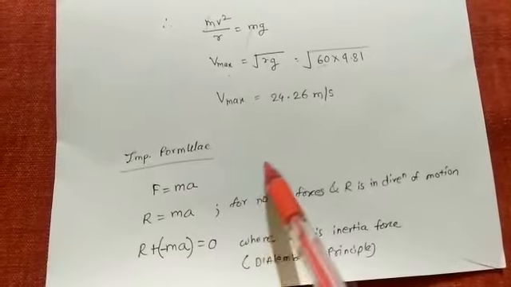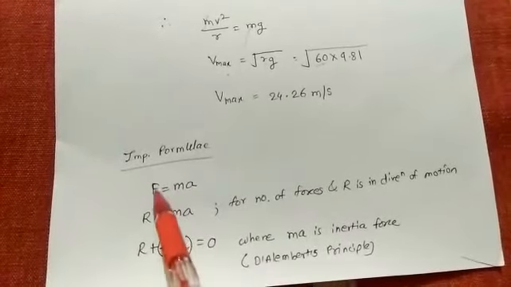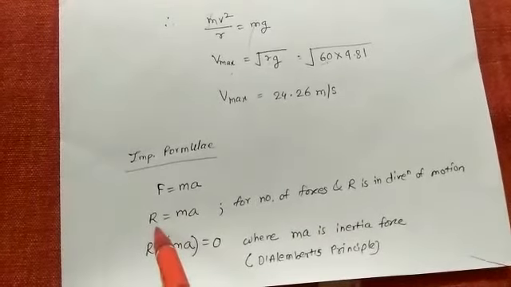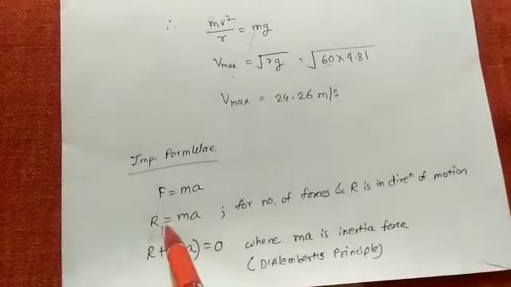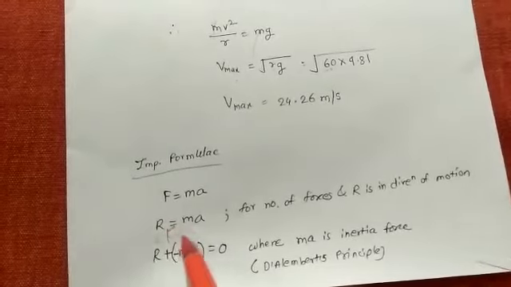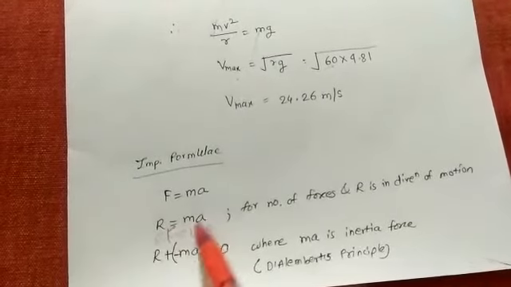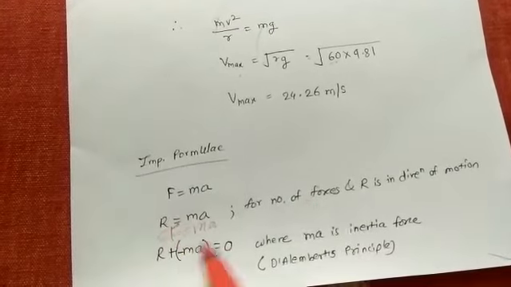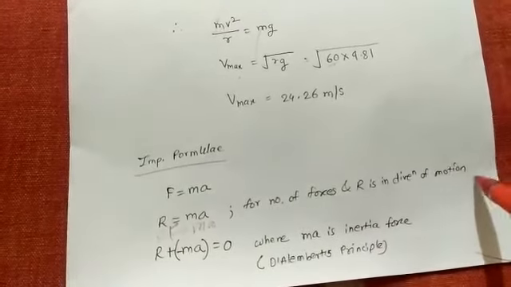There is one note, that is F equal to ma. This is Newton's second law of motion. This F is replaced by the resultant force. You can see it as summation F also. Summation F equal to ma. So it is for a number of forces, and R is in the direction of motion.